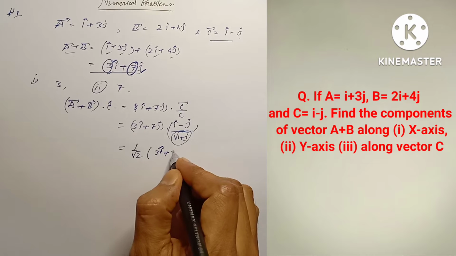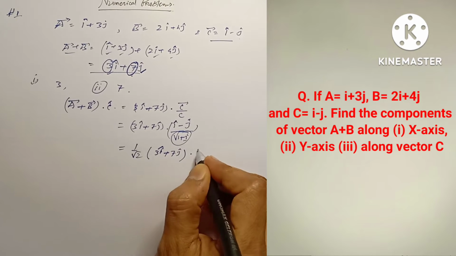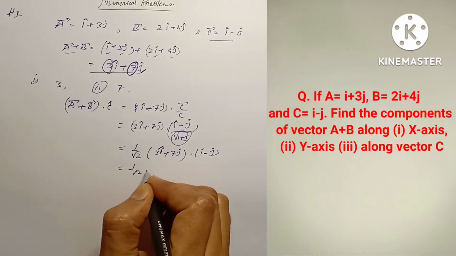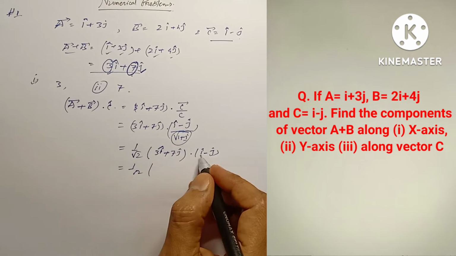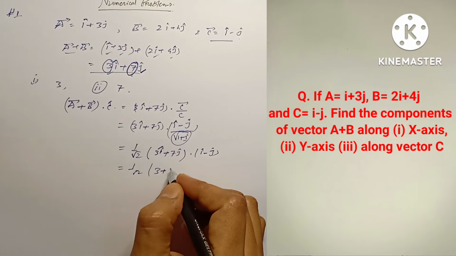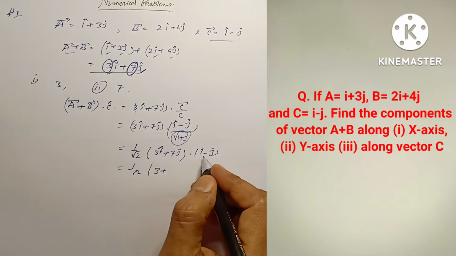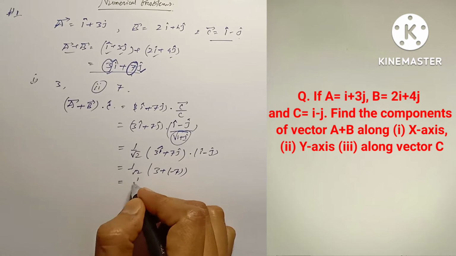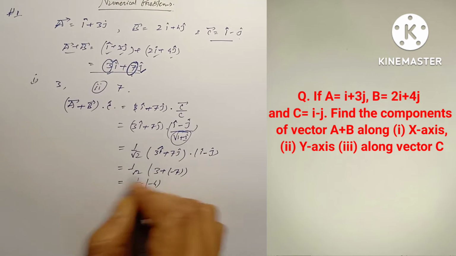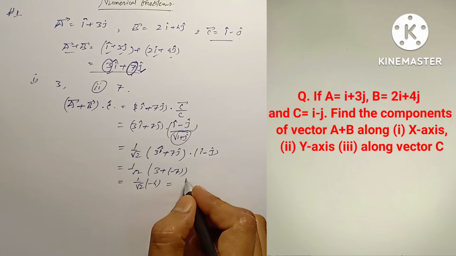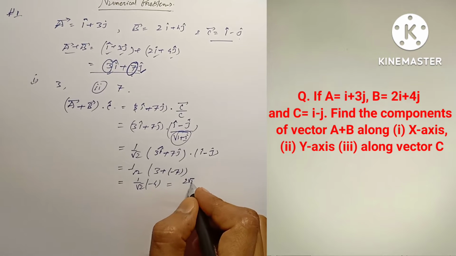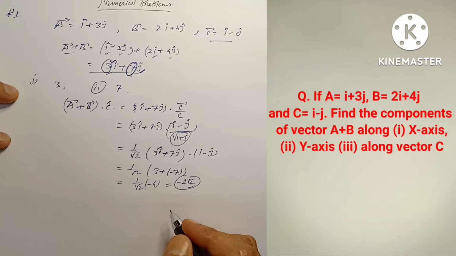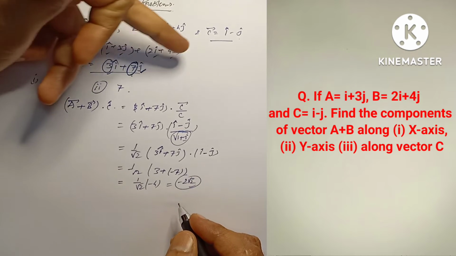So we get 1 by root 2 times (3i cap plus 7j cap) dot (i cap minus j cap). So 1 by root 2, 3 times 1 is 3, plus 7 times minus 1 is minus 7. So we get 1 by root 2 times minus 4, or minus 4 divided by root 2, or minus 2 root 2. So this is the component along C vector.